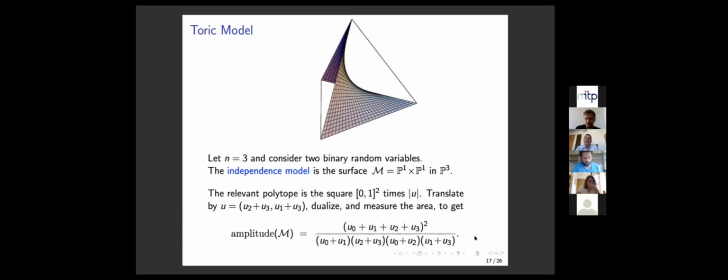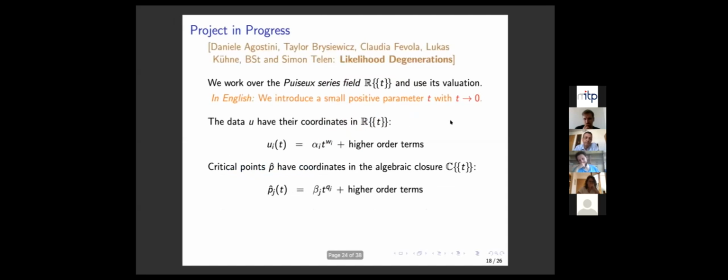So I have to say, I do not completely understand yet what the amplitude might mean for Bayesian statistics. And I would love to hear your thoughts on this. Okay? Well, this is the amplitude of independence for 2 binary random variables, the amplitude of the model depicted in this tetrahedron.